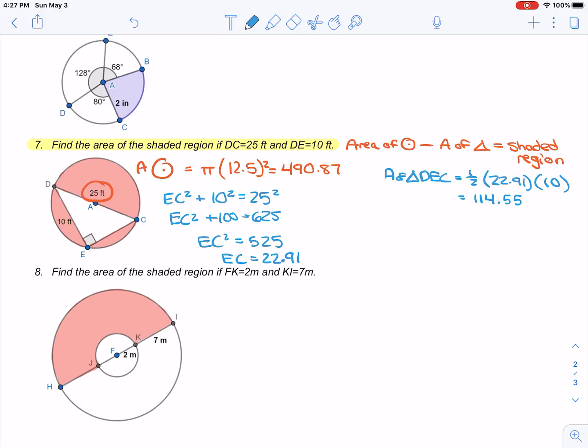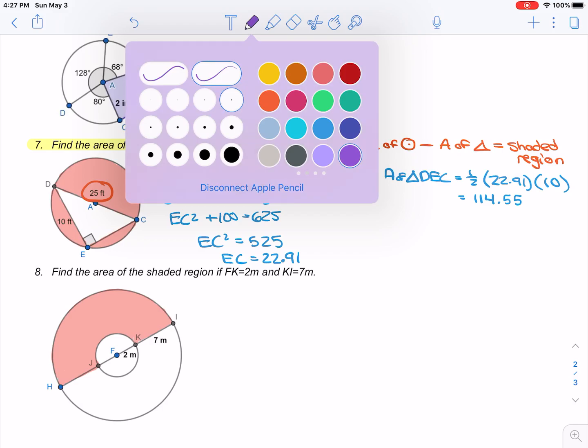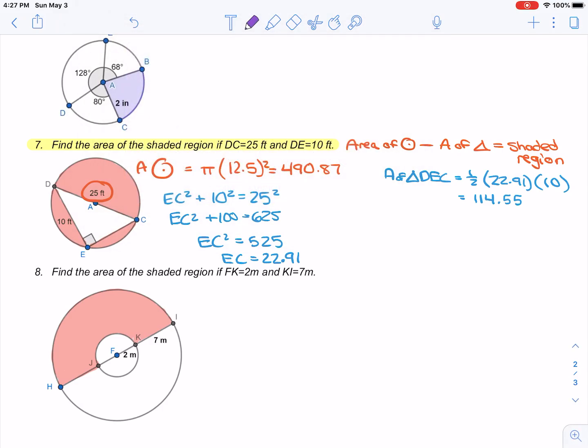114.55. So our final answer now, I'll do here in purple, our area of our circle minus our area of our triangle. So I'm going to do circle A minus triangle DEC. That's going to be 490.87 minus that 114.55 we just found. And once we do that, we should get 376.32. And again, make sure you have your unit. So in this case, feet squared. Okay.